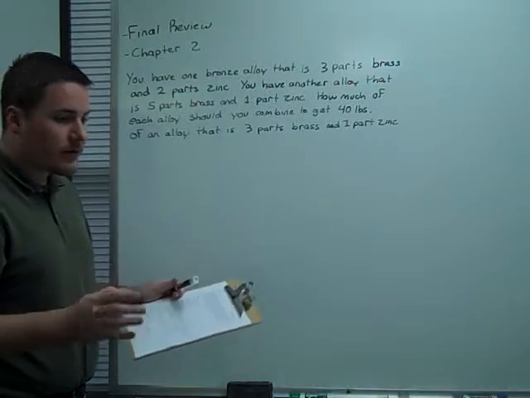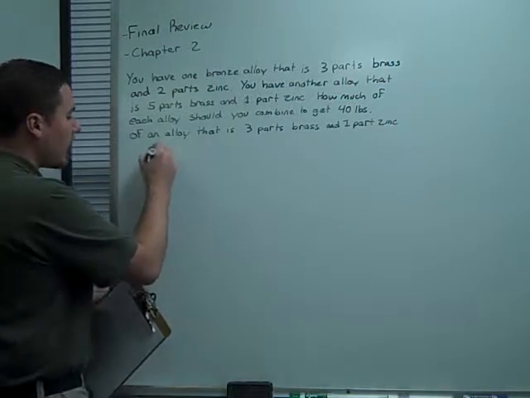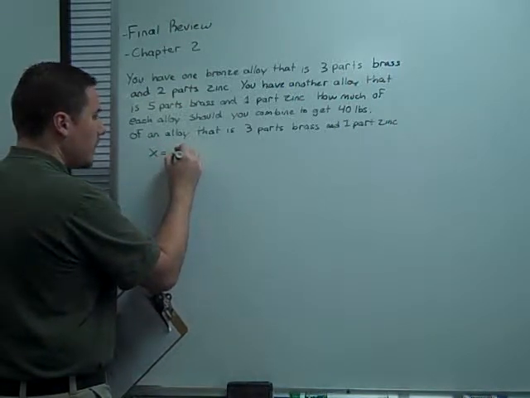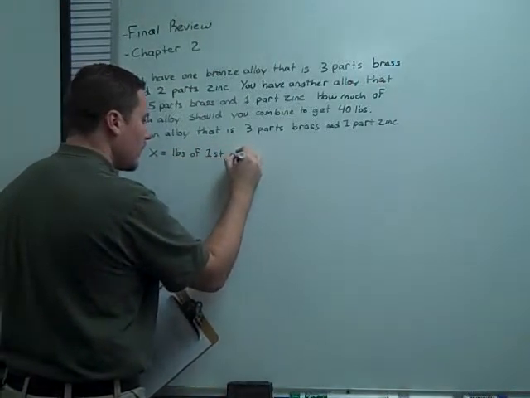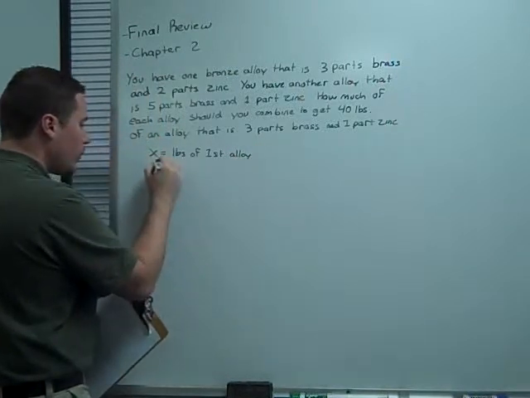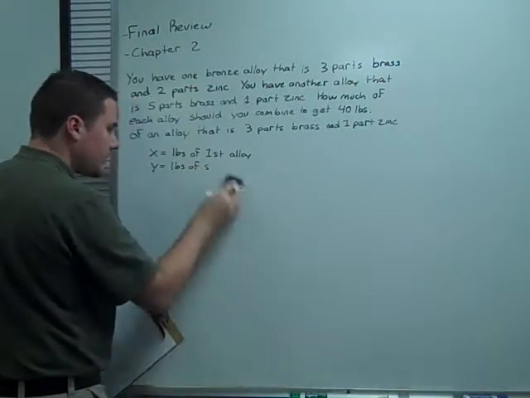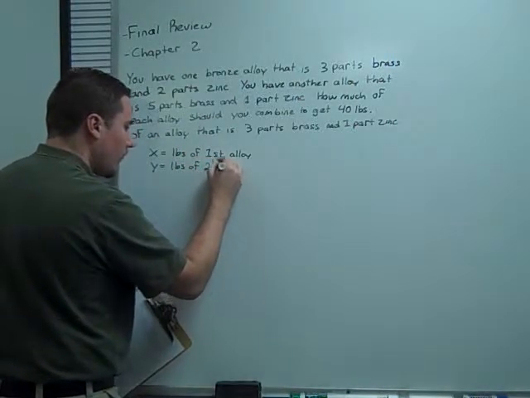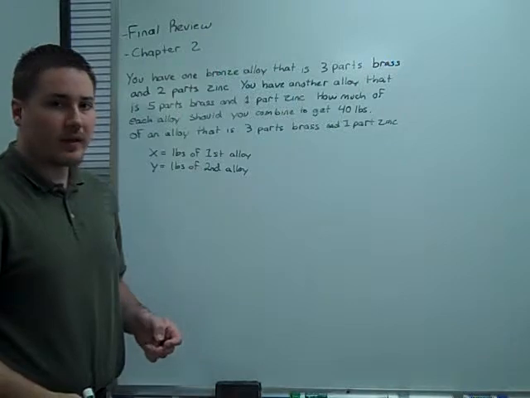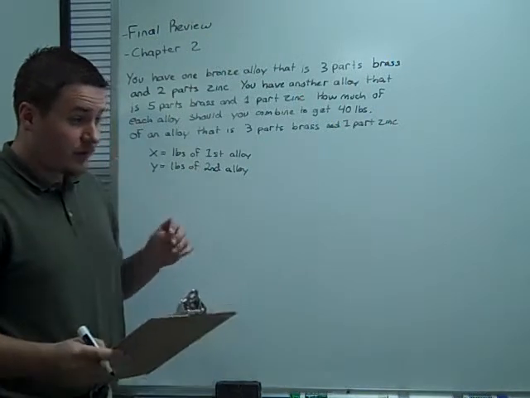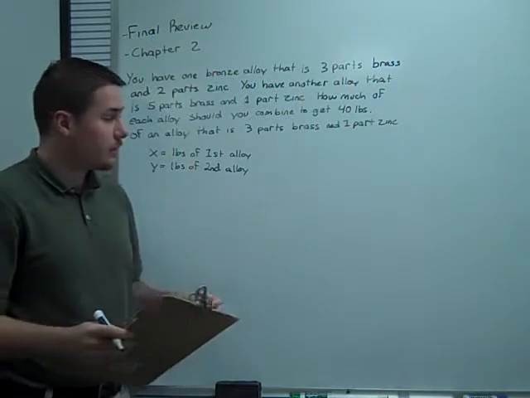Now, whenever we do a word problem, I always stress the need for variables. So I'm going to say that X is going to equal the pounds of first alloy, and that Y is going to be pounds of second alloy. Now, there are actually 3 equations we could create. We only need 2. I'm going to go with the 2 more sophisticated equations just so that you can see exactly what we're trying to do.